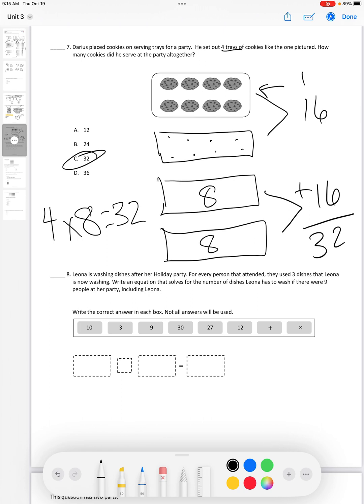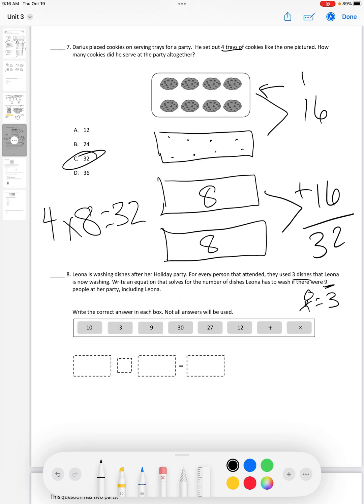The last problem for this video is number 8. It says, Leona is washing dishes after her holiday party. For every person that attended, they used 3 dishes. I'm going to make a little picture of that. Every person used 3 dishes that Leona is now washing. Write an equation that solves for the number of dishes Leona has to wash if there were 9 people at her party, including Leona.